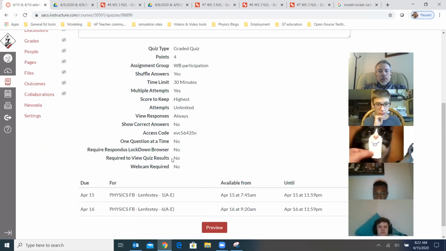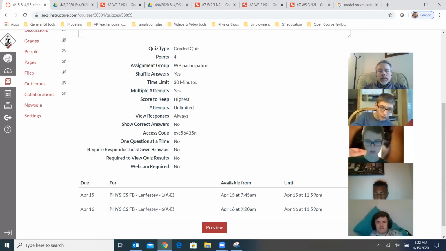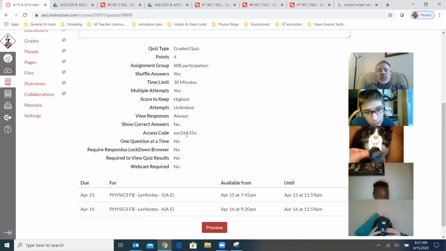And the access code is, so you might want to write this down: lowercase e as in elephant, v as in valley, c as in cat, 56435, and then lowercase n as in Nancy. So evc56435, n as in Nancy. Those are all lowercase letters. And that closes at midnight tonight. So let me stop sharing.